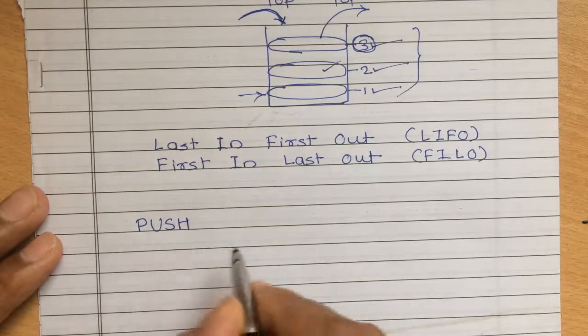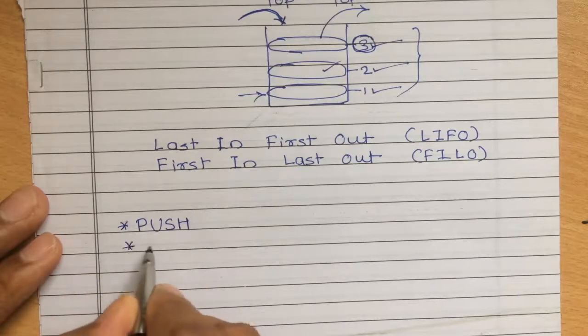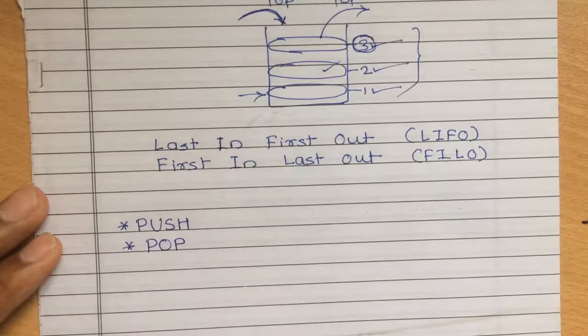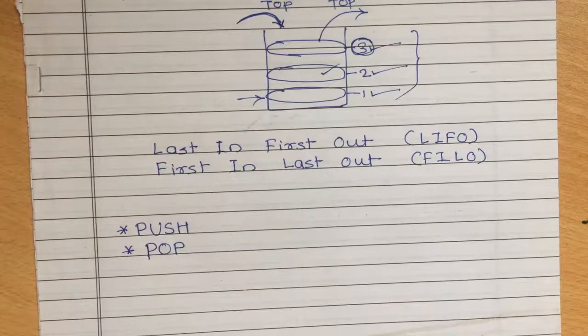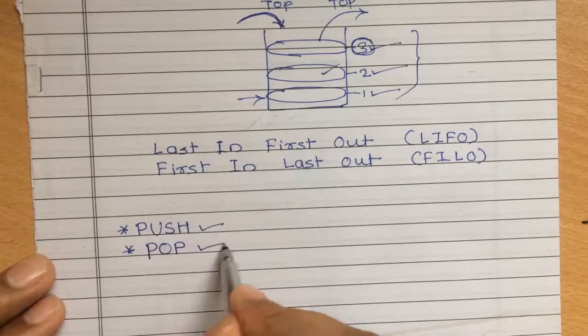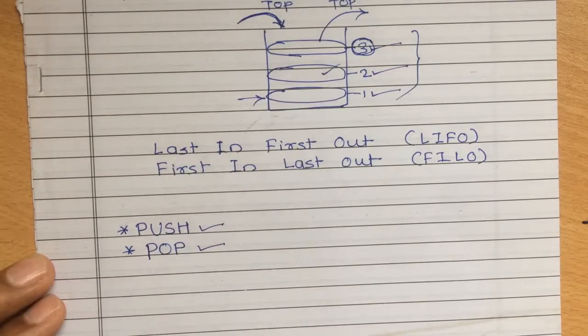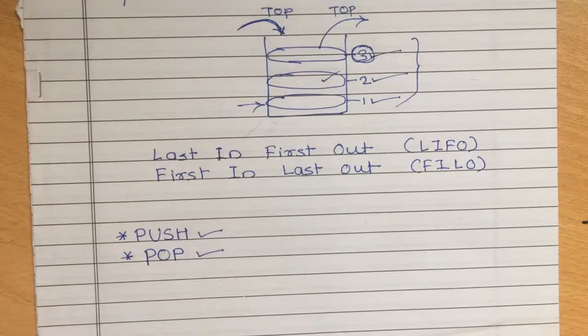And we have a second term, called pop. So what does pop mean? Pop is a term which is used to delete an element from the stack. These two terms, push and pop, are used only with stack, and these terms are not used with other data structures. So remember that push and pop are used only with stack. Push means insert an element into the stack, and the pop term is used to delete an element from the stack.